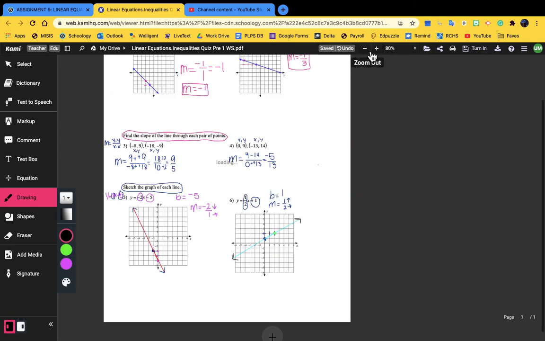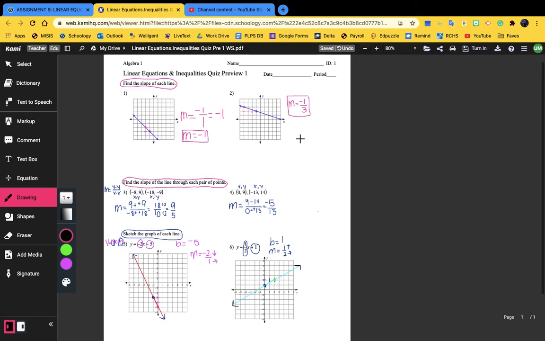And that right there, kiddos, there will definitely be a problem like this in the quiz, right? And there is, quiz preview number 1. So make sure you've copied everything down.